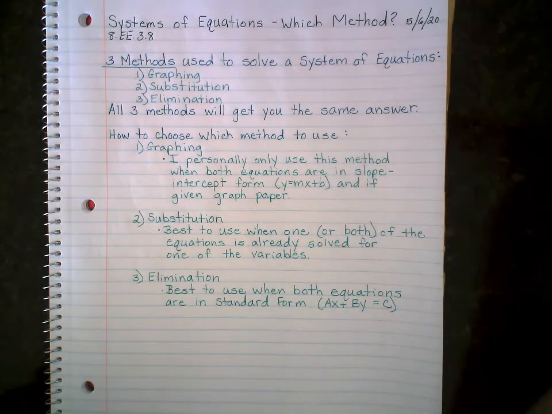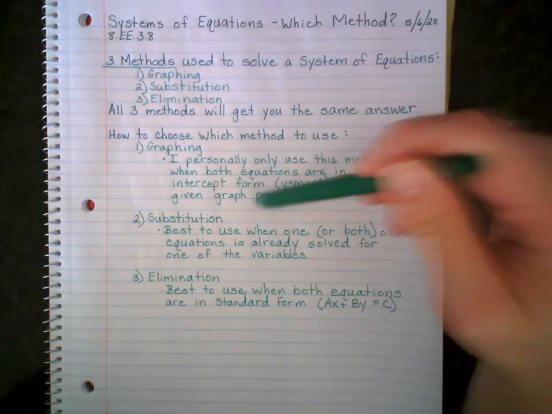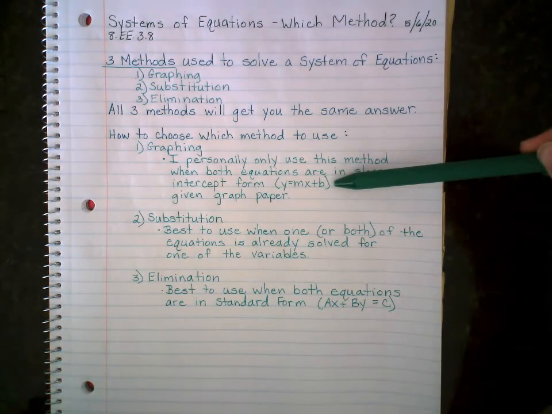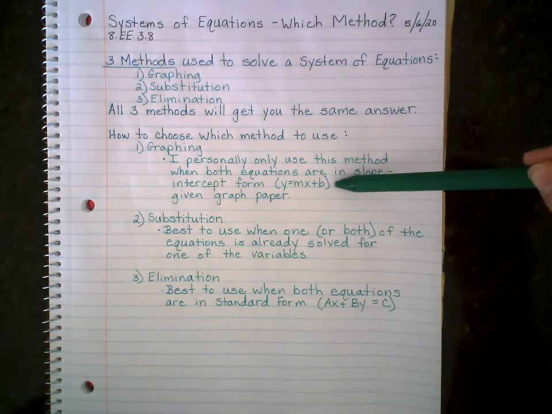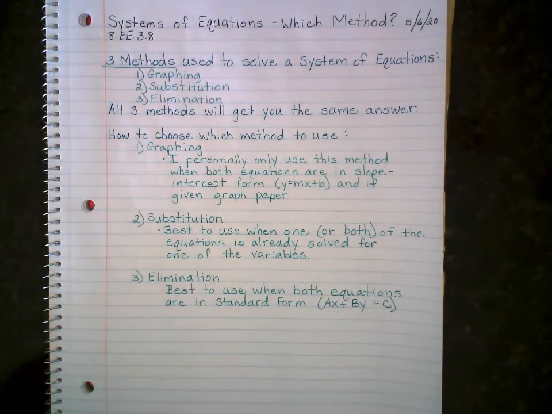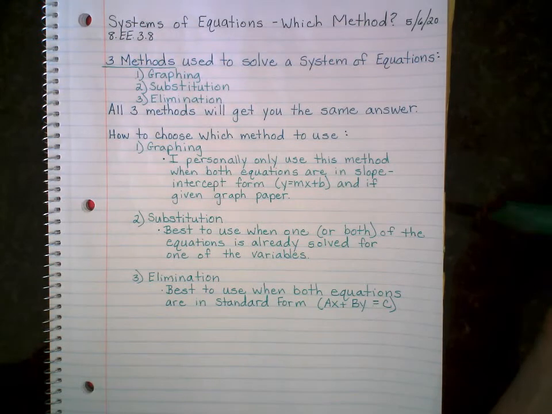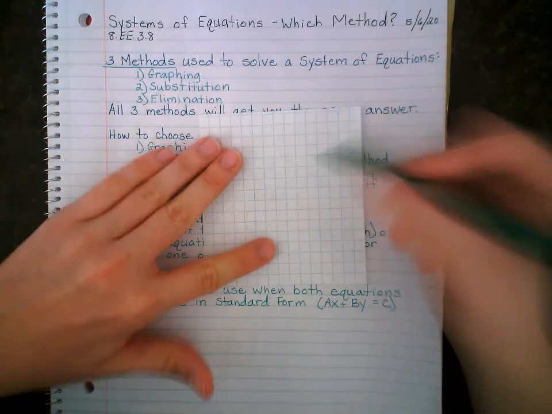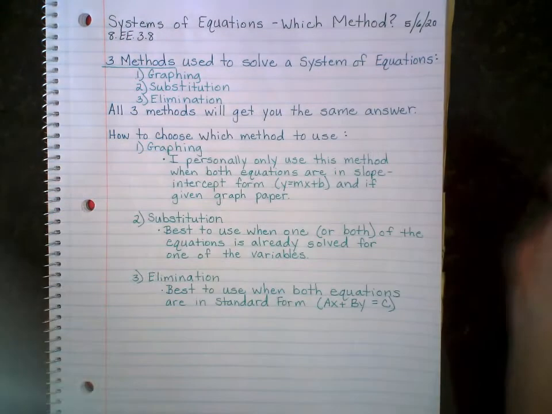And personally, I don't just graph for fun. So I only use this one if it tells me to, if graph paper is given, and if both equations are in slope-intercept form. Yes, you can graph in standard form, but a lot of times it's not as easy to figure out the x and y intercept, and also, a lot of times, graphing's not the most advantageous method to use because, if they intersect right here, it's hard to know what that fraction's going to be.